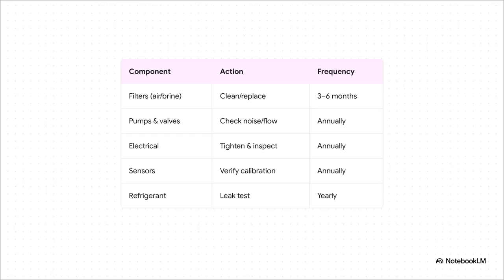Filters for air or brine circuits must be cleaned or replaced every 3 to 6 months. Annually, pumps and valves should be inspected for abnormal noise, flow, or vibration. Expansion vessels require pressure checks, and electrical connections must be tightened. Sensor calibration, refrigerant leak tests, and software updates are also part of the annual schedule.